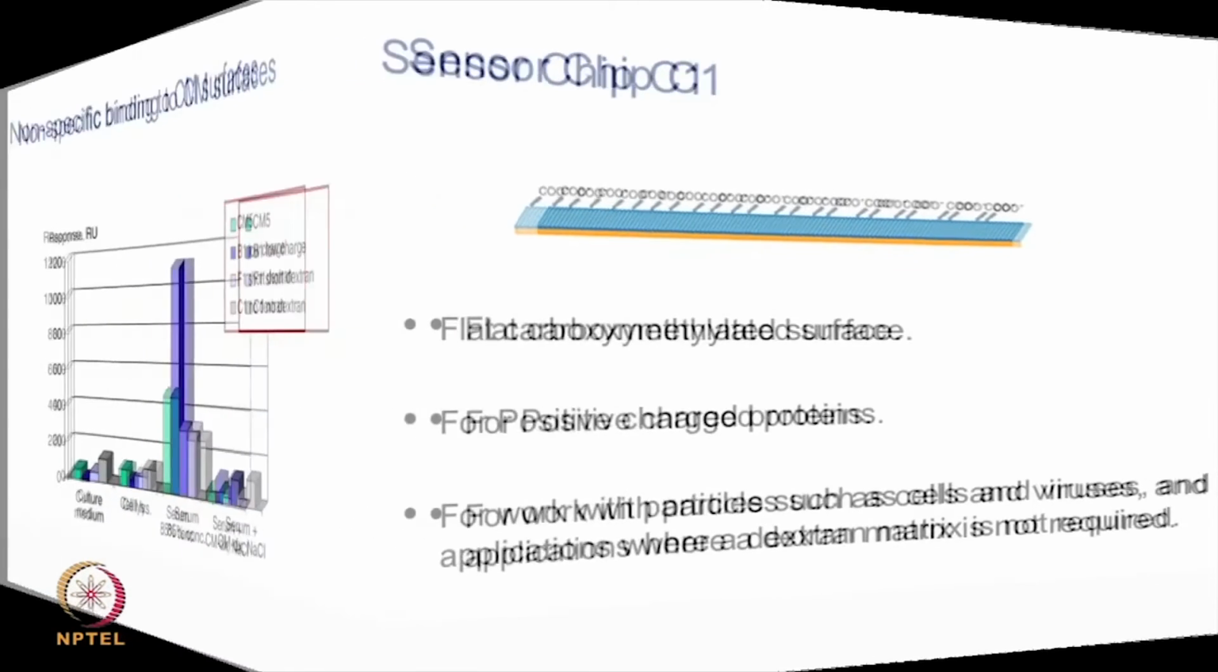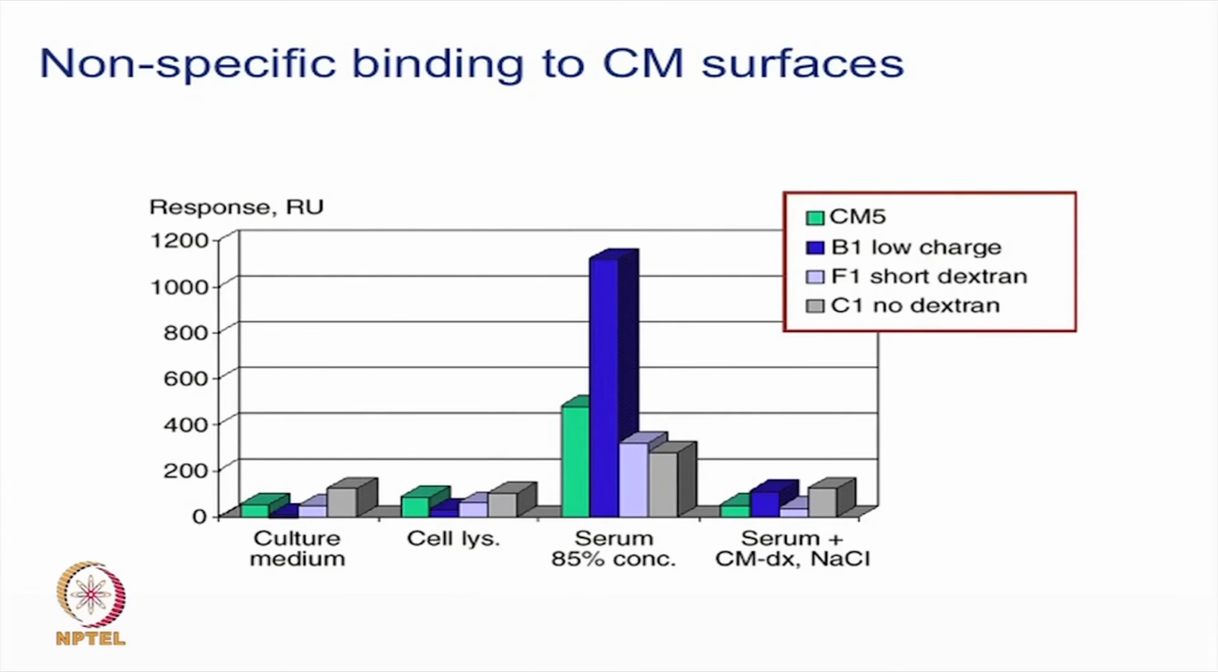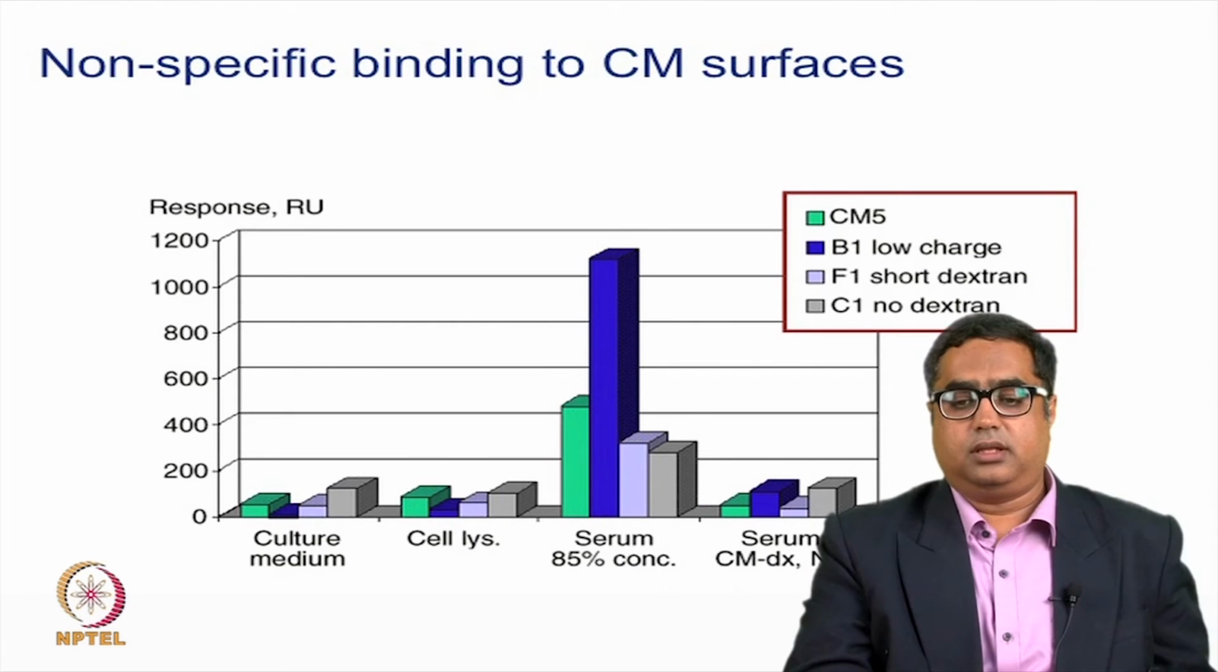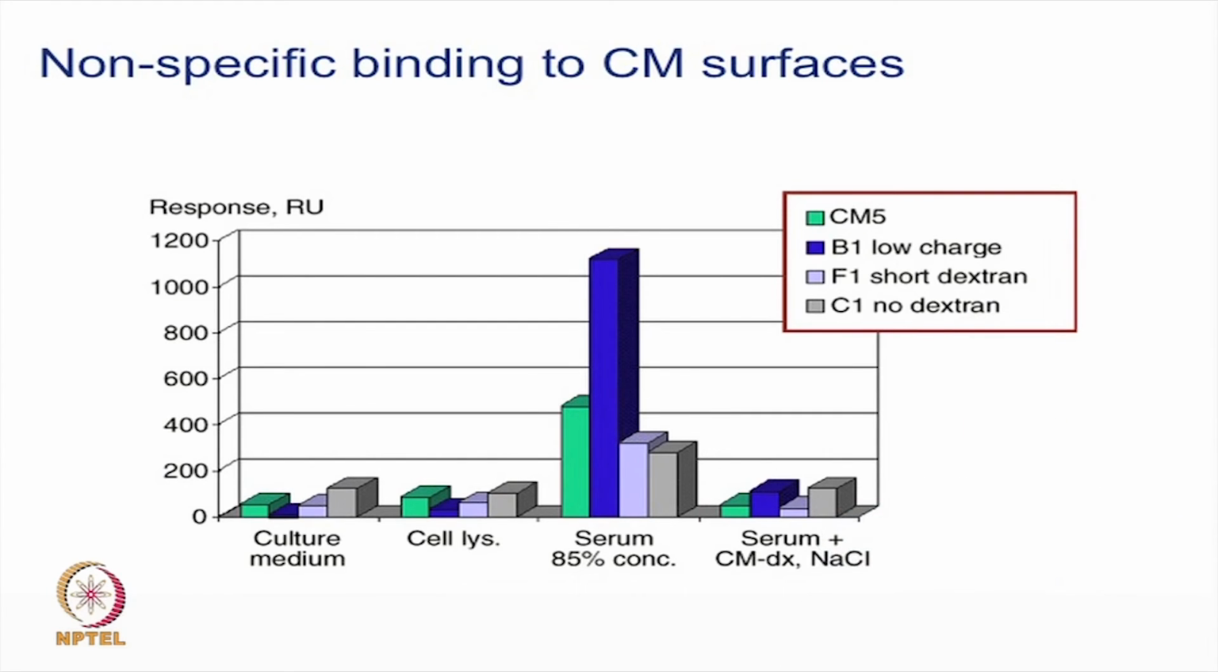The CM surfaces are very good with non-specific binding, which means they have very little non-specific binding when they are used with culture media, cell lysates, and serum, both diluted and undiluted. Also, these days people use these sensor chips for immobilization of cells, bacteria and viruses, and also for the passage of very complex analytes like blood.